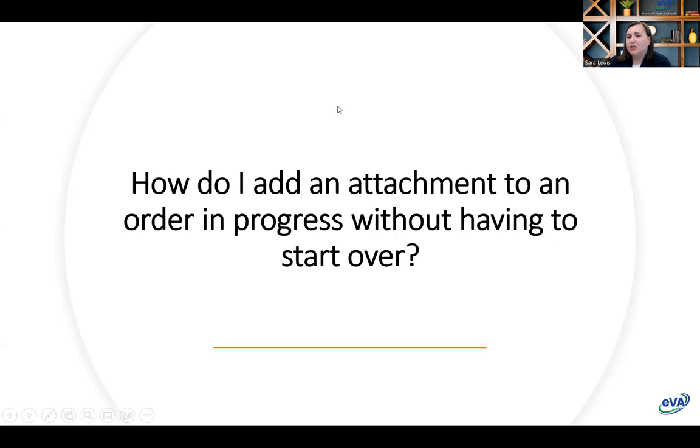How do I add an attachment to an order in progress without having to start over? This also goes back to what we were talking about with approvers being able to add attachments. The requester, or the person who created the requisition, is not able to add an attachment to an order in progress unless they do that withdraw feature that we mentioned. They can't make changes to anything on their requisition once that approval flow has started, unless they withdraw the requisition and make the changes that way.